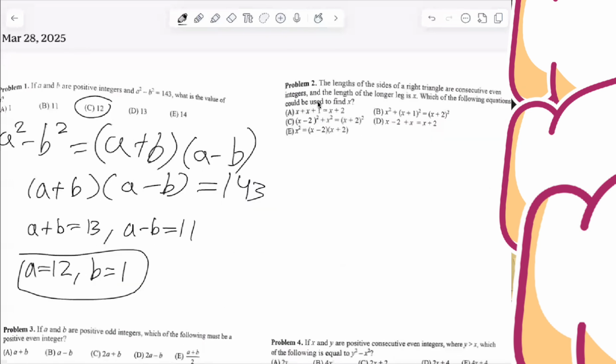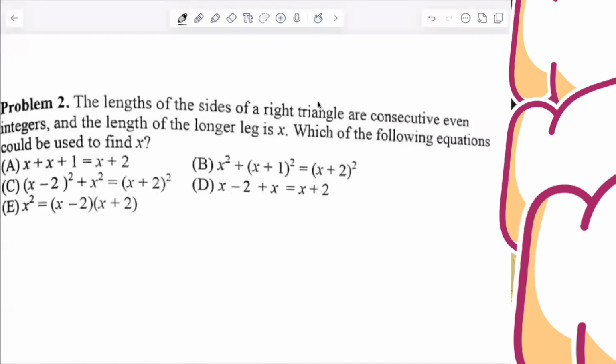Let's move on to problem 2. The sides of the right triangle are consecutive even integers, and the length of the longer leg is x. Which of the following equations could be used to find x? I'll let you guys have a try on this question and tell me your answers in chat.